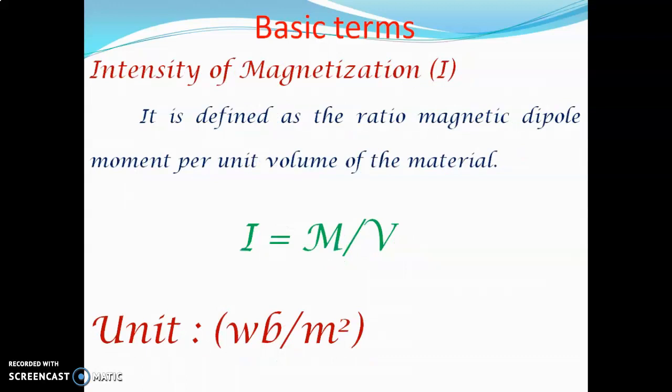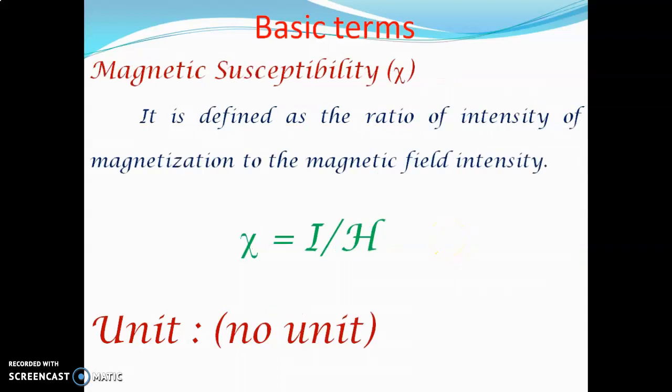Now the intensity of magnetization is the ratio of dipole moment per unit volume. I is equal to M by V. Here M is the magnetic dipole moment, so that is magnetization, the intensity of magnetization.